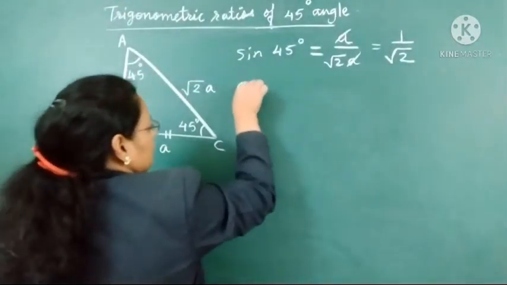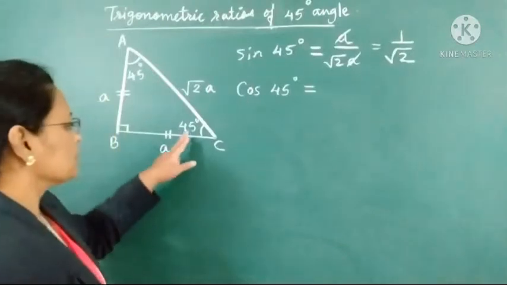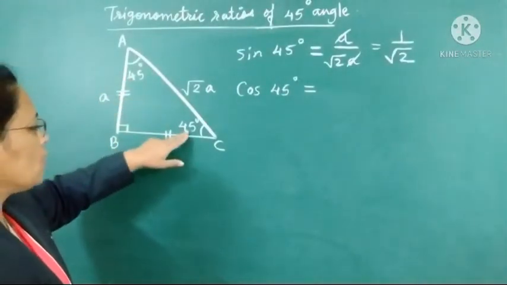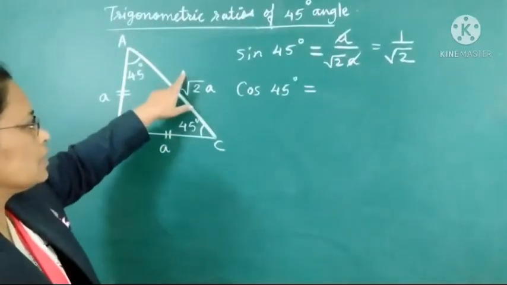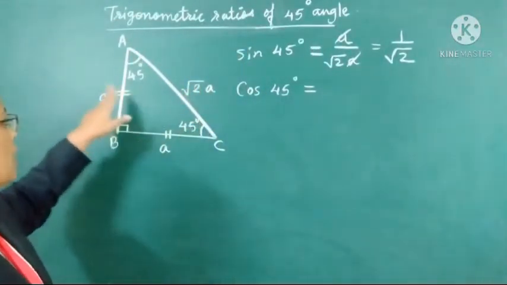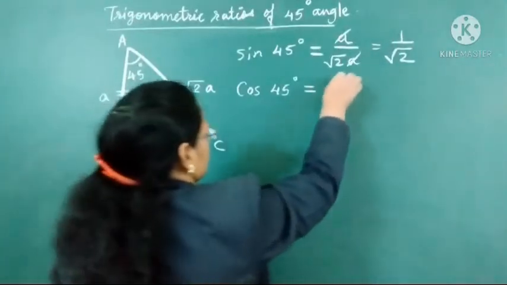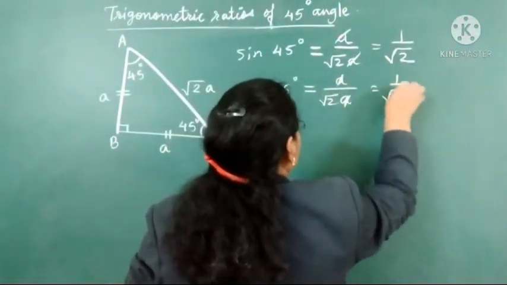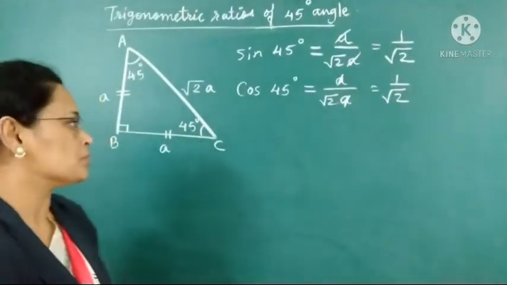Cos 45 degree. Suppose this angle you are considering or this angle, any. This angle, cos 45 degree. Cos ratio is adjacent side to the hypotenuse. Sin 45 is opposite side to hypotenuse. So we write here a is to root 2a. A is cancelled. You will get the same value for cos 45 degree, that is 1 by root 2.